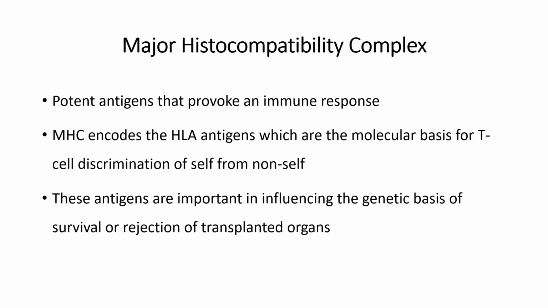The major histocompatibility complex are potent antigens that provoke an immune response. They are a complex of tightly clustered genes located on chromosome number 6. All mammals have a chromosome that encodes major tissue antigens. Major histocompatibility complex encodes the HLA antigens, which are the molecular basis for T-cell discrimination of self from non-self. MHCs are the most important antigens that trigger immune response, second only to the ABO antigens. These antigens are important in influencing the genetic basis of survival or rejection of transplanted organs.